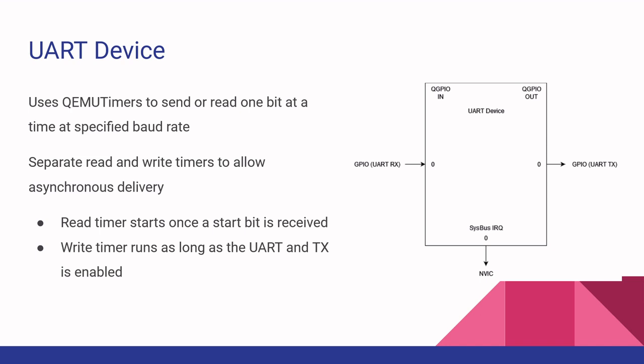And then the write timer, basically once the UART is turned on and TX is enabled in the control register, it will just start pumping out data. Most of the time it'll just send a 1 if there is no data to send, but once data starts, it'll send a properly framed UART frame.